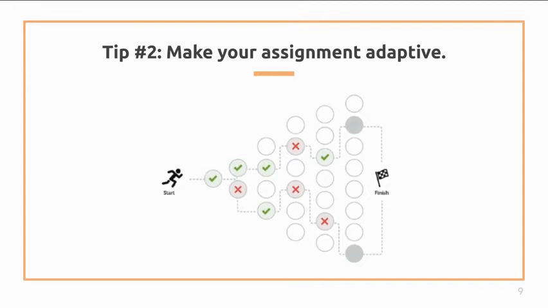Tip number 2, make your assignment adaptive. A student's response to a question can send them on a pathway of just-in-time learning. A correct answer moves the learner forward. An incorrect answer provides more practice, a hint, or even some reteaching. Students know this process well. It's the design behind many video games.